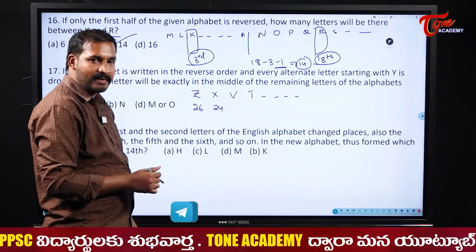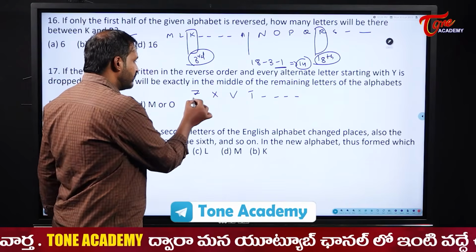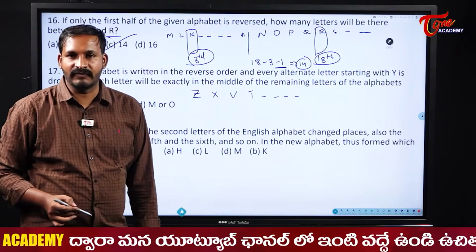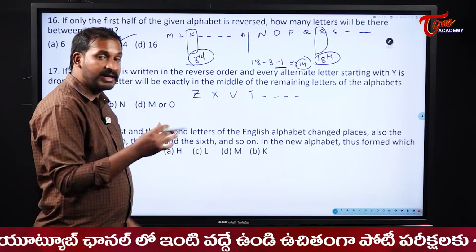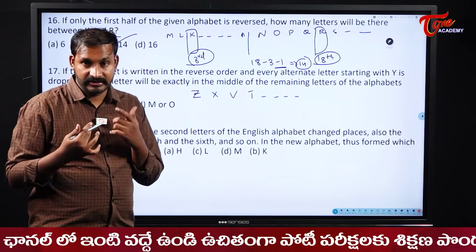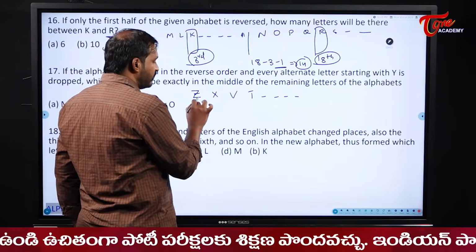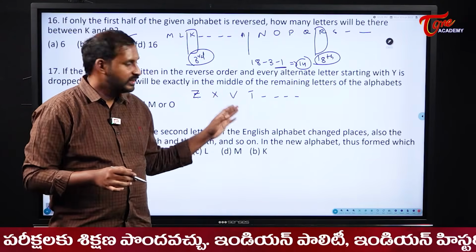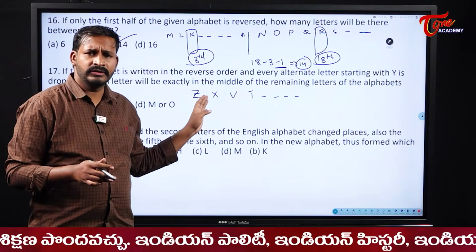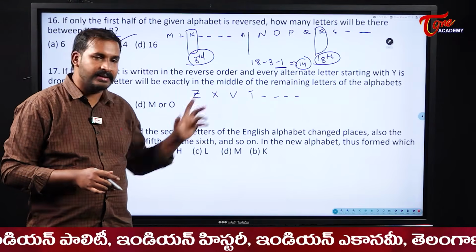That means if I see from the left side, odd alphabets are dropped, and only the even alphabets are there. Am I correct? Z is 26th from the left, X is 24th from the left, but they are written in reverse order. That is the reason I am writing in reverse.